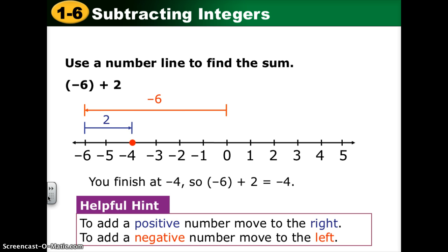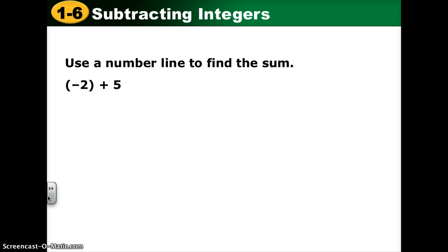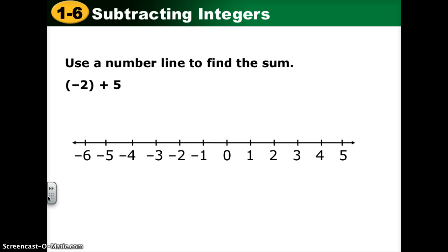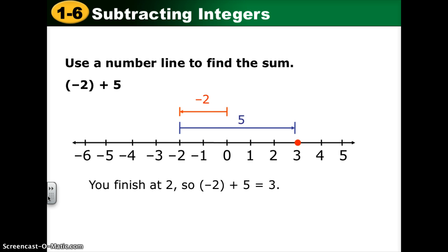A helpful hint: to add a positive number, move to the right. To add a negative number, move to the left. Let's try it again with -2 plus 5. First, we move from 0 to -2. Adding 5 is adding a positive, so we go 5 back to the right, and we end up at +3.